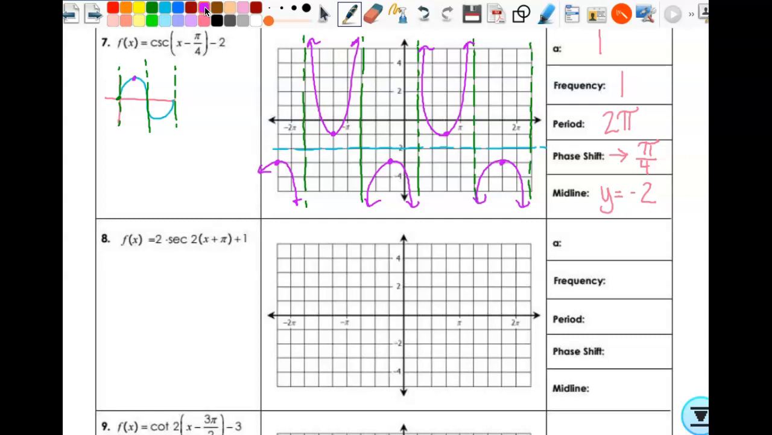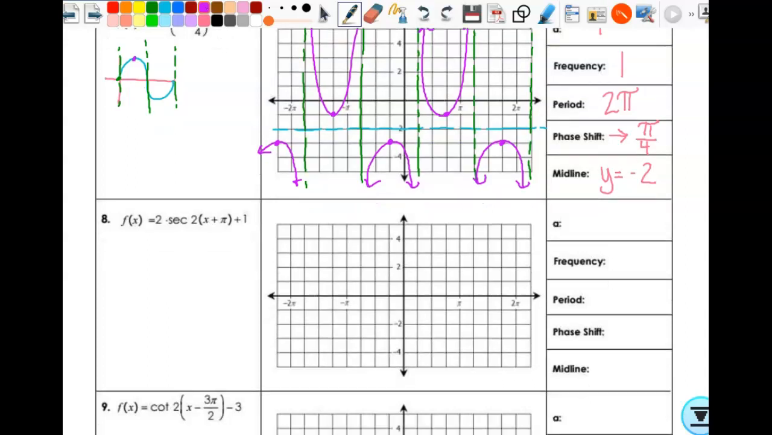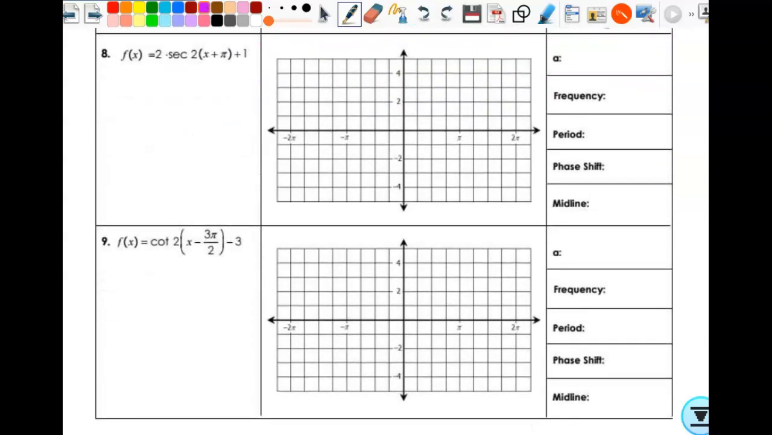Let's look at number 8. I have a phase shift. Do I need to factor anything out? No, because nicely it's factored out for me, right? So A is 2. Frequency is 2, so what's the period? Pi. My phase shift, I go which direction? Left pi, and then my midline, y equals 1.